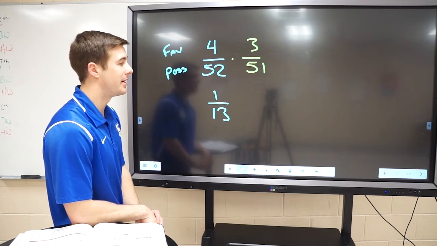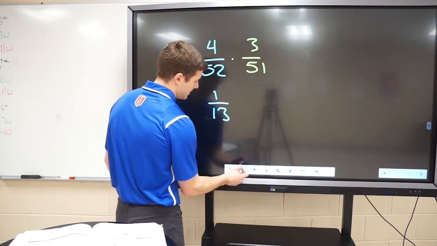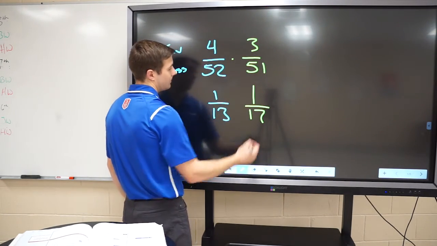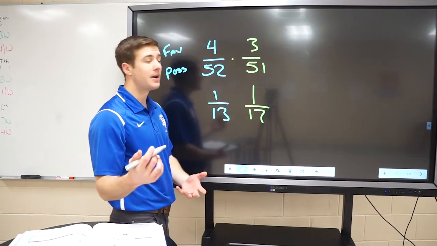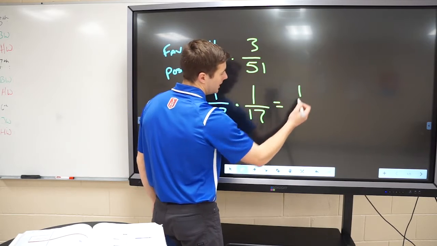What's 51 divided by 3? 51 divided by 3 would be 17. Okay, so we got 17 over here. And 3 divided by 3 would be 1. So we have 1 over 13 and 1 over 17. And then in order to find our total probability, we're going to multiply those together. 1 times 1 is 1.